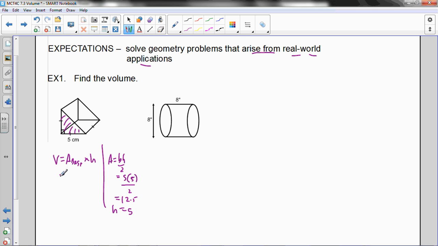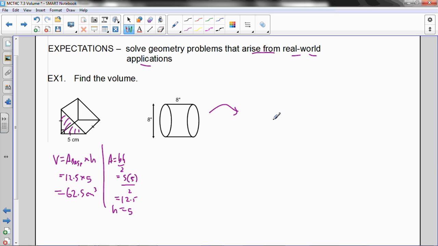And I think volume for the most part is easier than surface area. It's certainly what this question was. 12.5 times the height, which is 5, and you pound that into a calculator and you get 62.5 centimeters cubed.